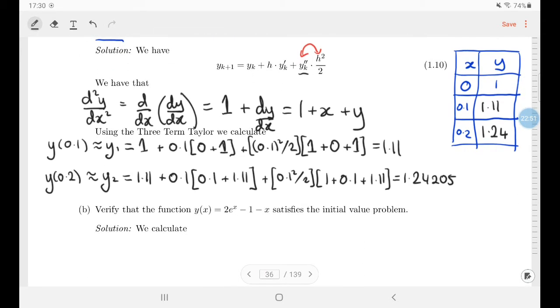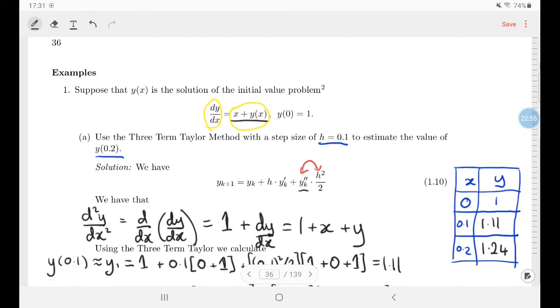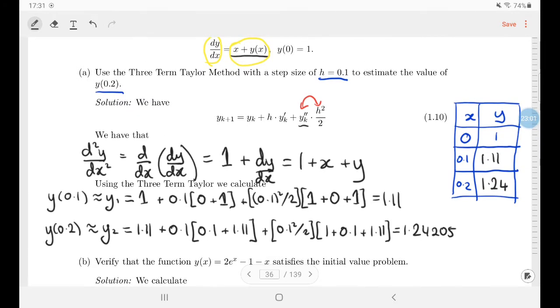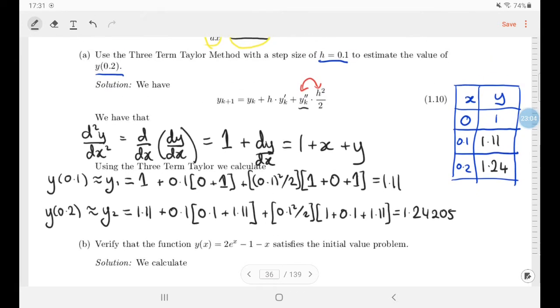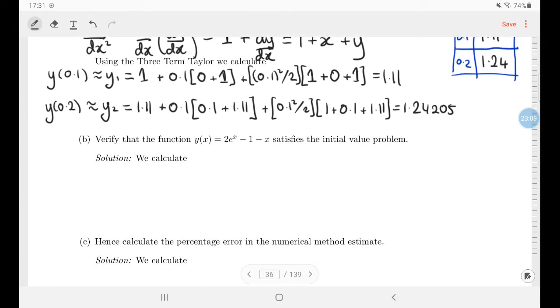So let's verify that this function satisfies the initial value problem. What we want to do is check that the derivative of this function is equal to x plus this function, and that at 0 it's equal to 1. So you can show it satisfies the differential equation, but then the initial value also has to hold. So let's calculate dy/dx, and we'll calculate x plus y separately. So dy/dx is equal to the derivative of 2e^x, which is 2e^x. The derivative of minus 1 is 0, and the derivative of minus x is minus 1.